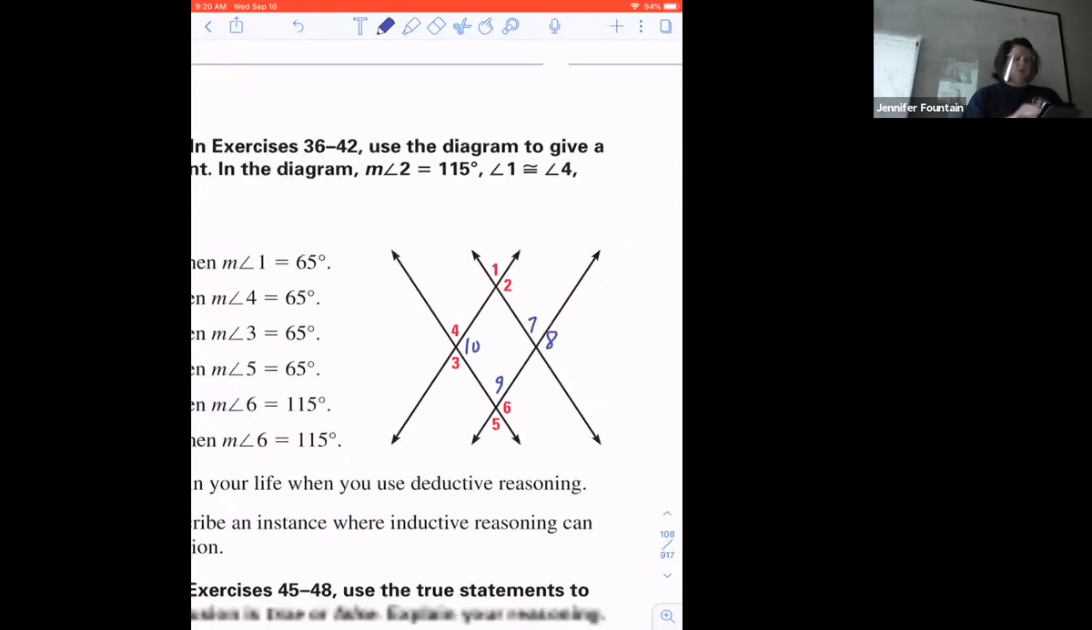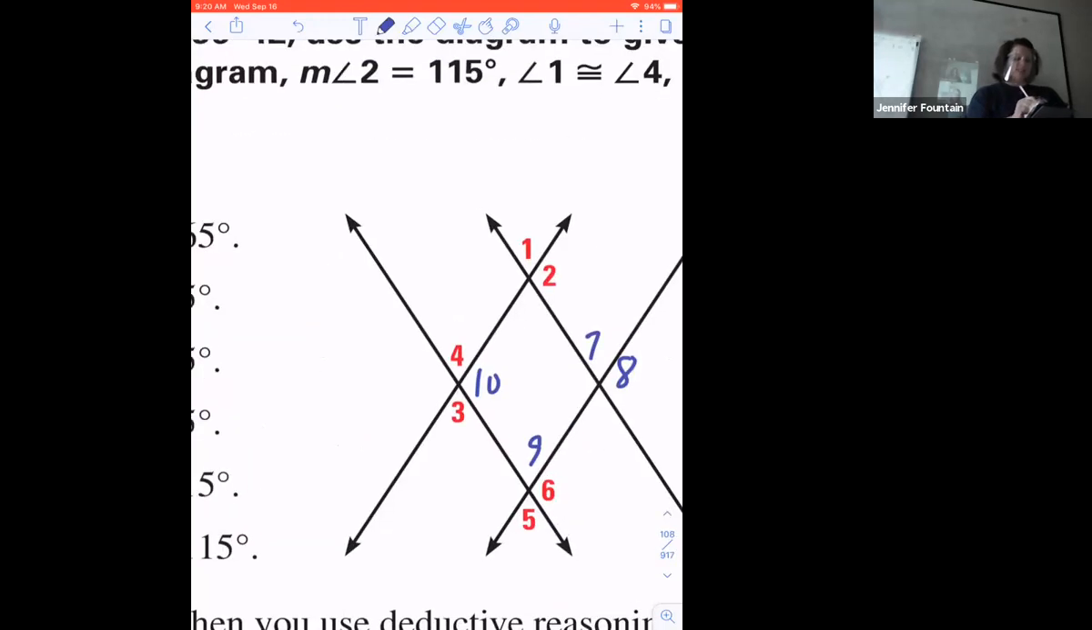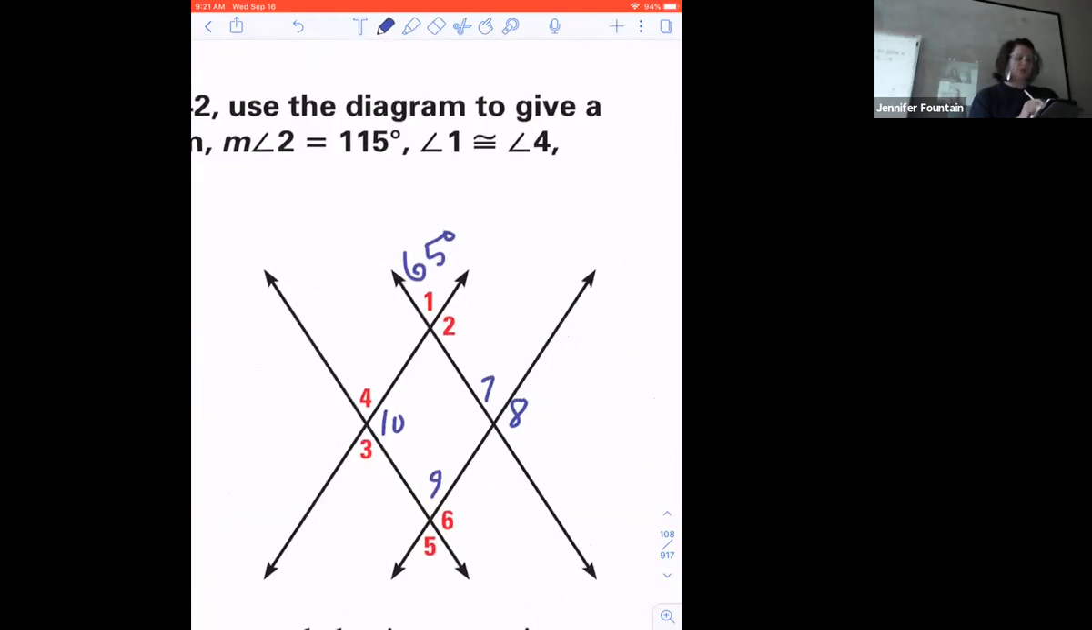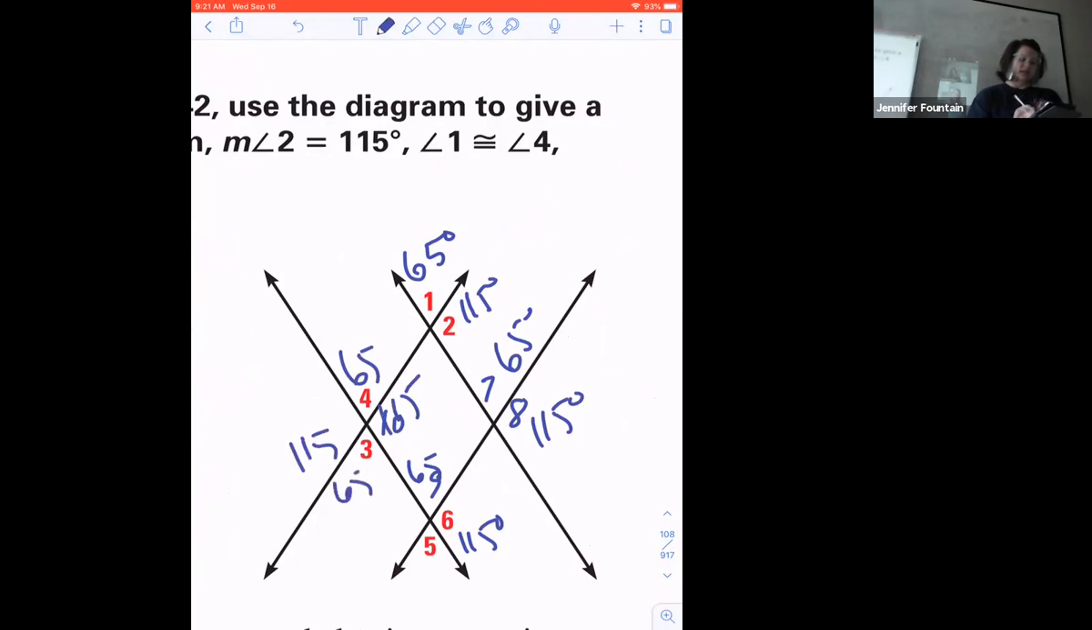Hey, that rhymes. So we said that angle 1 is 65 degrees. We know that angle 2 is 115 degrees. So angle 7 is 65 degrees. Angle 8 is 115 degrees. So that means angle 6 is 115 degrees. 65, 65, 115, 115, 65, 115, 65.